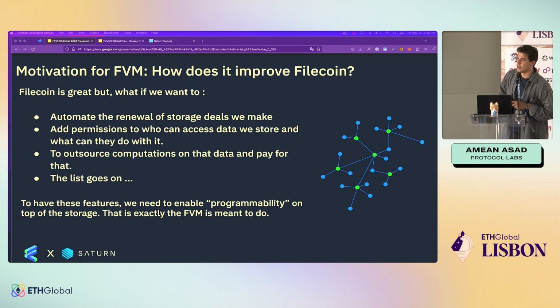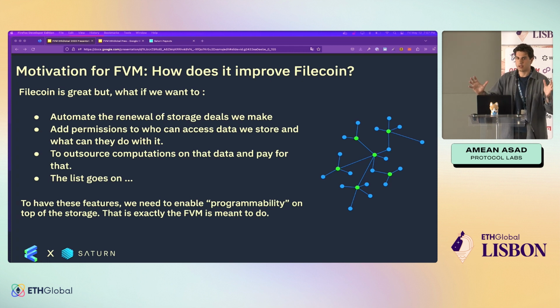Let's say you're a user that wants an excellent user experience. You want to store Dolores' picture, but you don't want to keep renewing that deal. Wouldn't it be ideal if you could automate the renewal of your storage deals? That way, whenever a deal expires, it works like a paid subscription: as long as I have funds, let me keep renewing my storage deal.